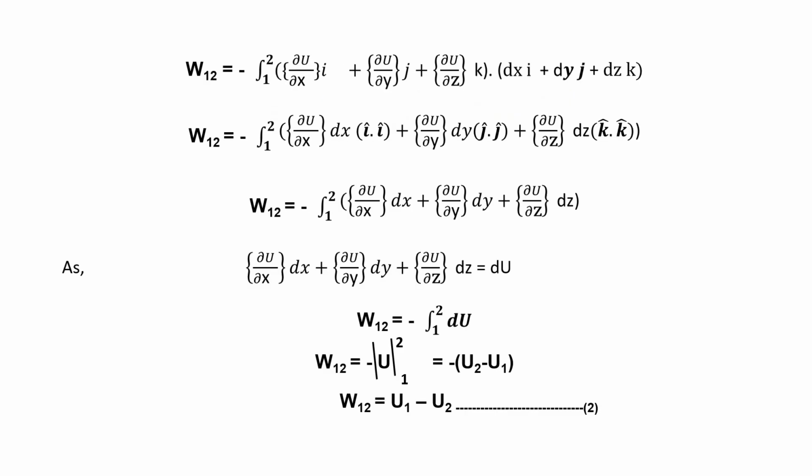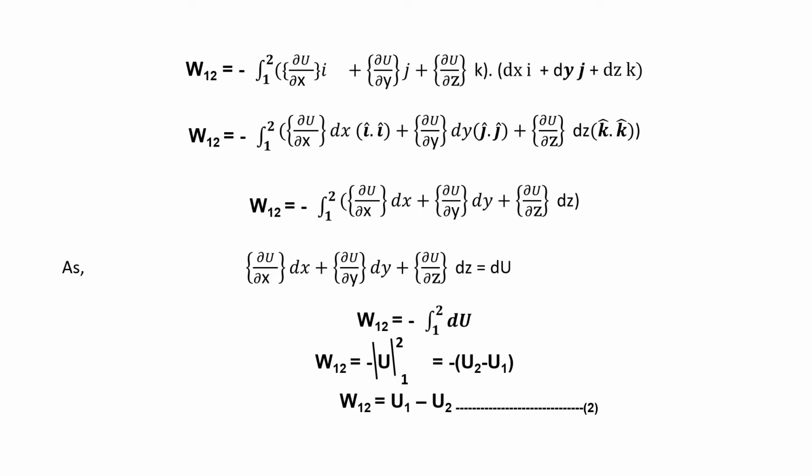Now substituting the value of grad U and dl, we get W12 is equal to minus integral 1 to 2 of partial U over partial x i cap plus partial U over partial y j cap plus partial U over partial z k cap, dot dl, where dl is equal to dx i cap plus dy j cap plus dz k cap. Taking the dot product, we know that the dot product of the same component is 1, so we can write partial U over partial x dx i cap dot i cap plus partial U over partial y dy j cap dot j cap plus partial U over partial z dz k cap dot k cap. So we have W12 is equal to minus integral 1 to 2 of all these values.